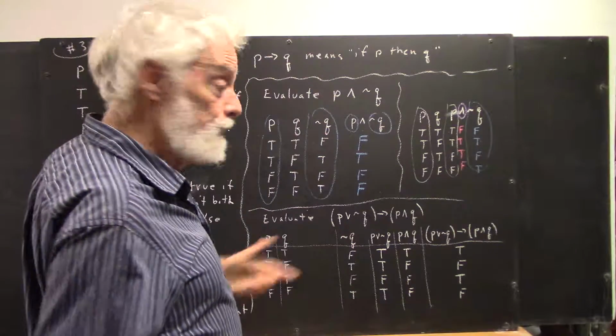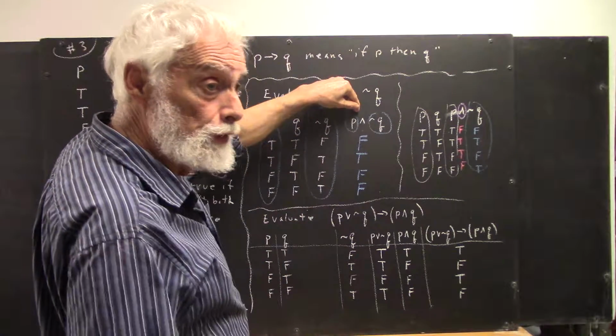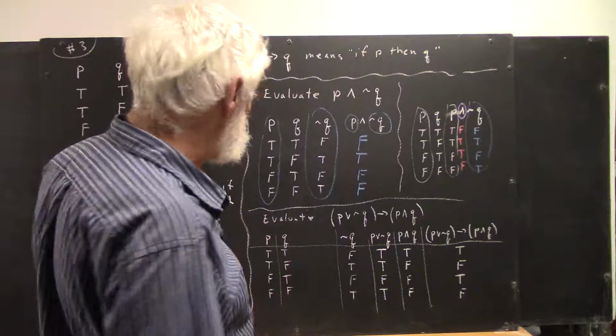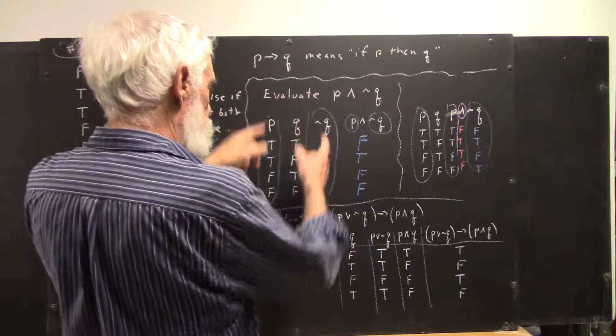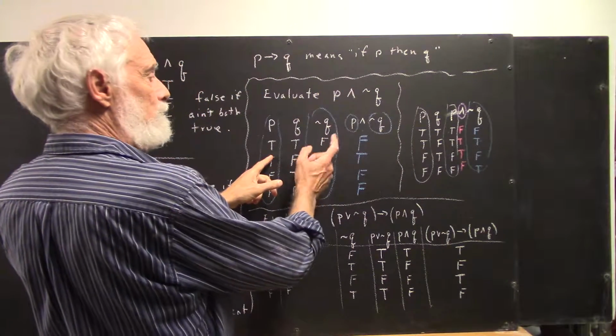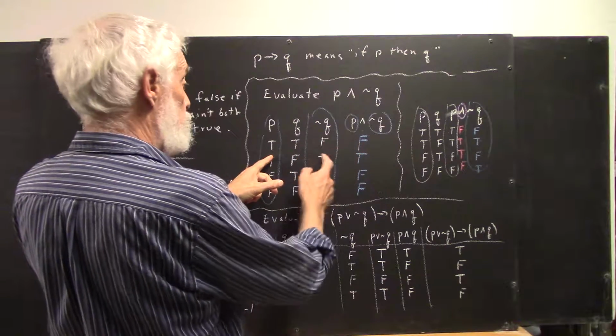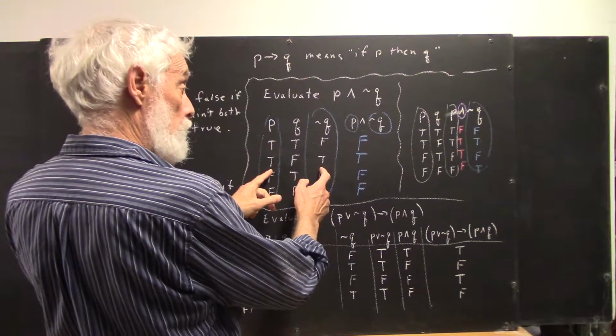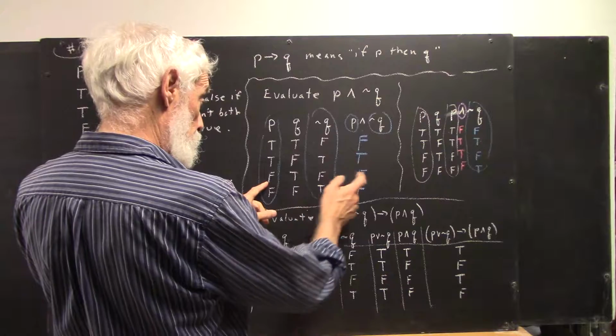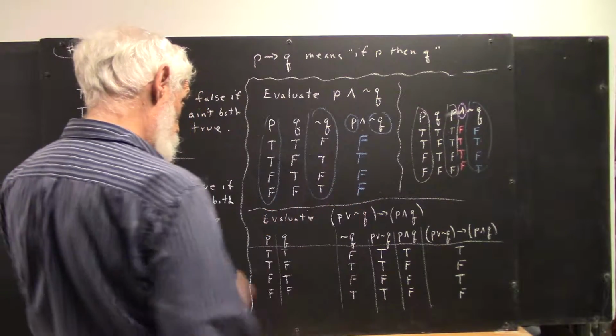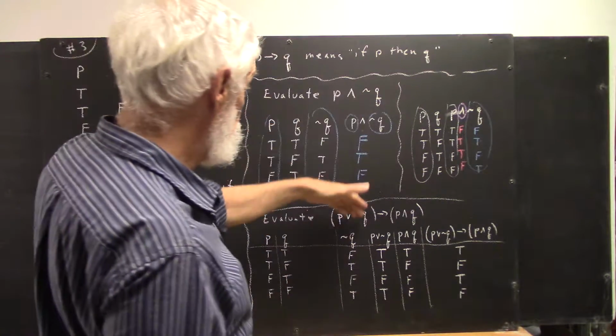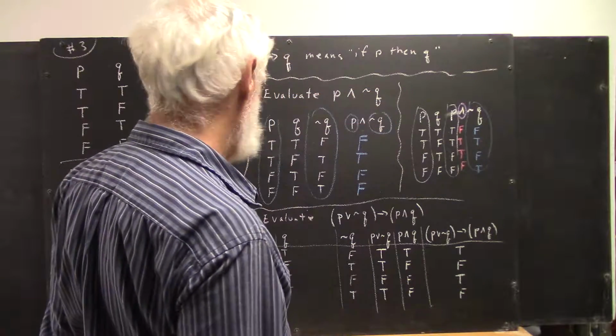My rule is, it's an "and," so it's false unless both of these things are true. So I look at these two columns. In the first row, they're not both true, so it's false. In this row, yes, they are both true, so it's true. In this row, false. This row, false. So there's my truth table for P and not Q.